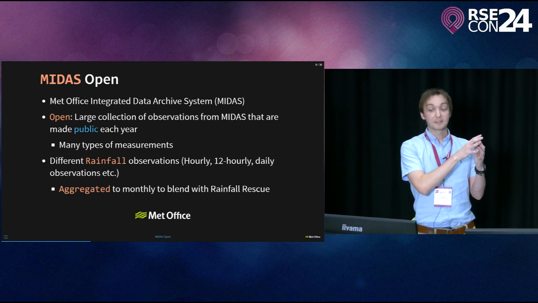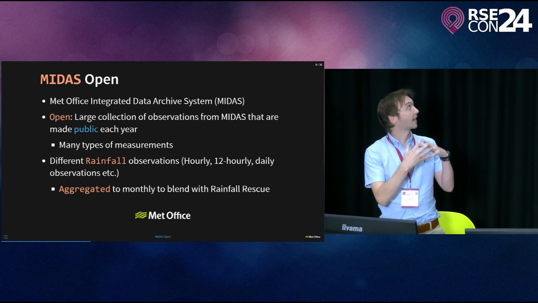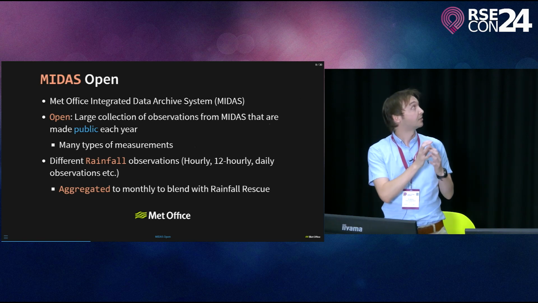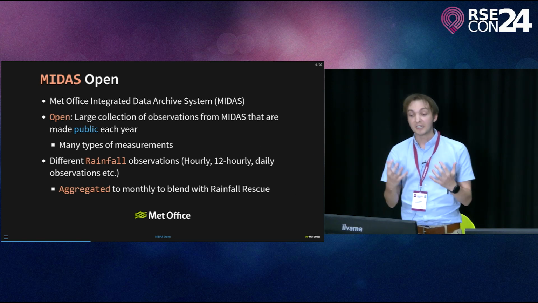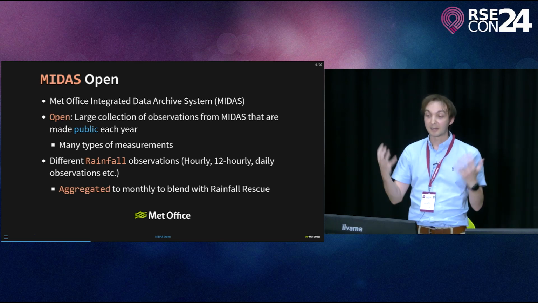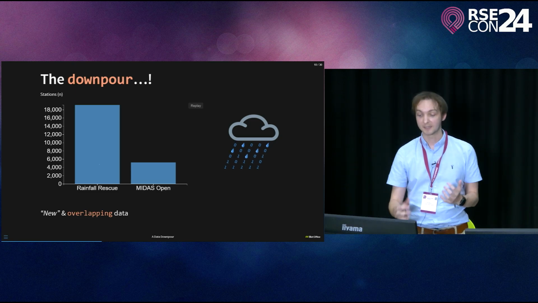Obviously here we're interested in the rainfall observations, of which there are many. We have hourly observations, 12-hourly, daily, depending on the gauge at the station site. Before we can even blend with this rescued data, which is all monthly, we have to aggregate it in some way before the blending.